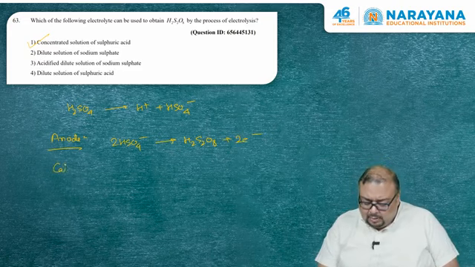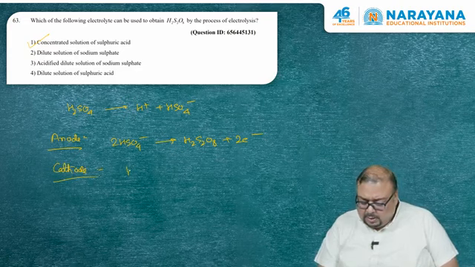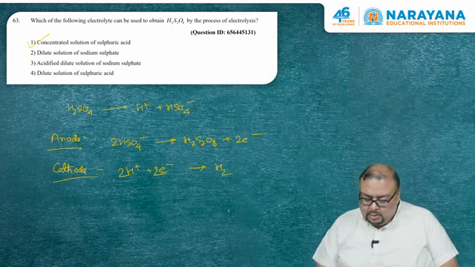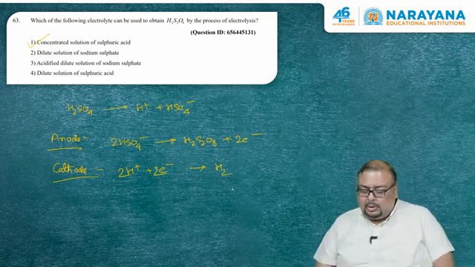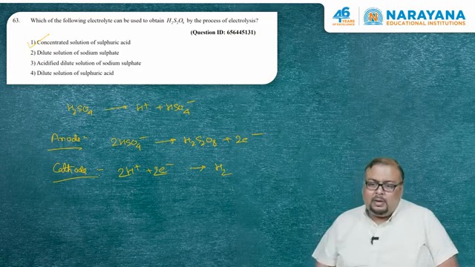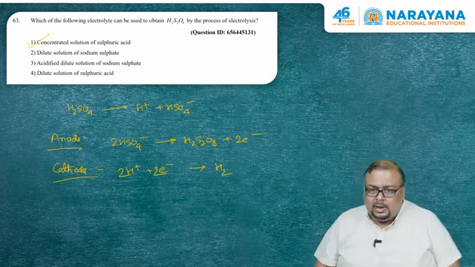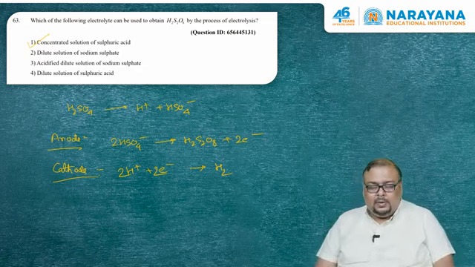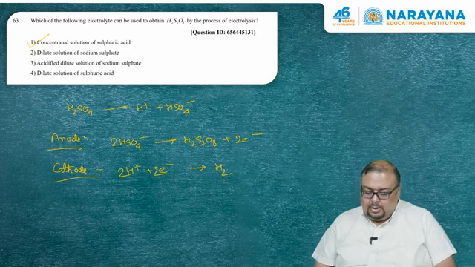Obviously at the cathode reduction will take place. The H+ will react with electrons to give hydrogen. So this happens with concentrated H2SO4. Okay, with dilute H2SO4, the reaction products are similar to that of electrolysis of water. So 63 answer is option 1.